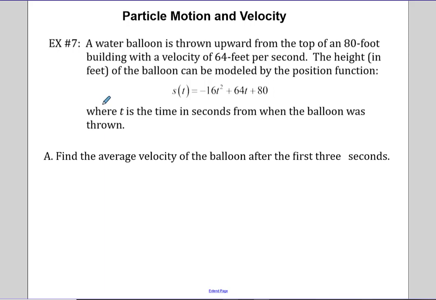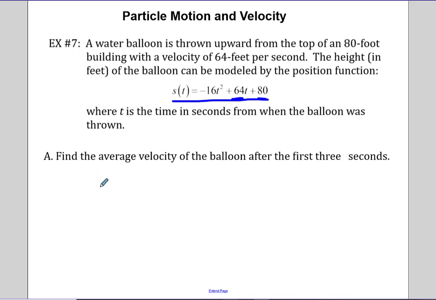And then our last example is a practical application. We have a water balloon. It's thrown upward from the top of an 80-foot building, see, 80 feet building, with a velocity of 64 feet per second. The height in feet of the balloon can be modeled by this position equation, where t is in seconds from when the balloon was thrown.